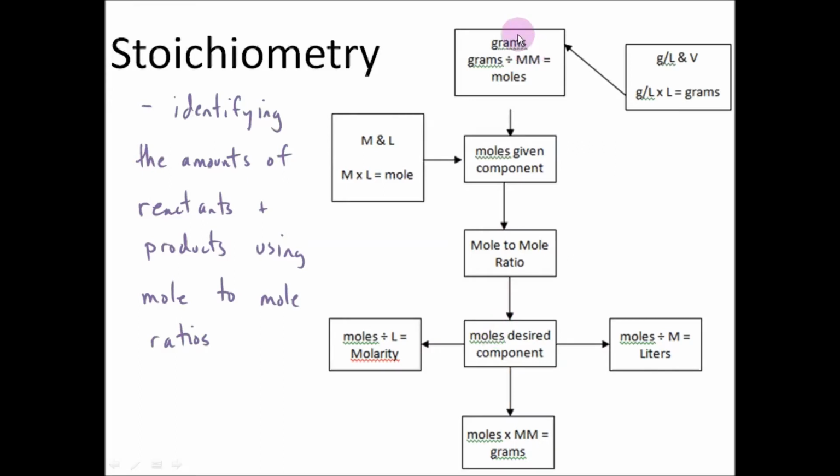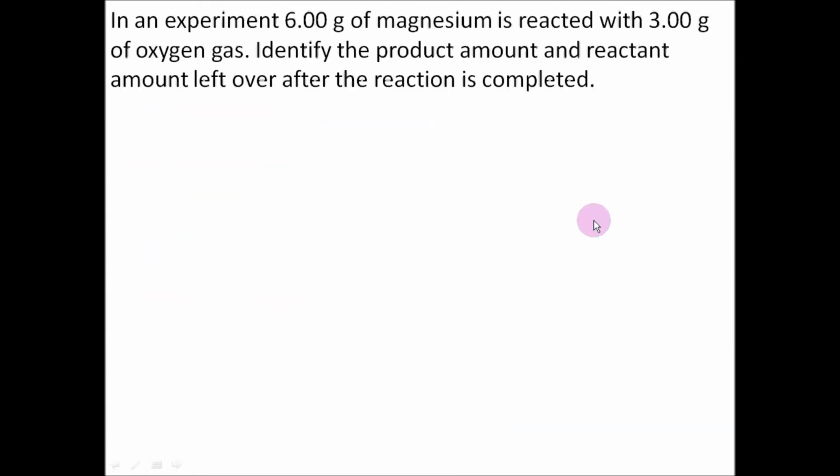Let's do an example of the basic grams and grams conversion and identifying a limiting reactant. Here in this experiment, we are given 6 grams of magnesium to react with 3 grams of oxygen gas. Let's identify the product amount and the reactant amount left over after the reaction is completed.